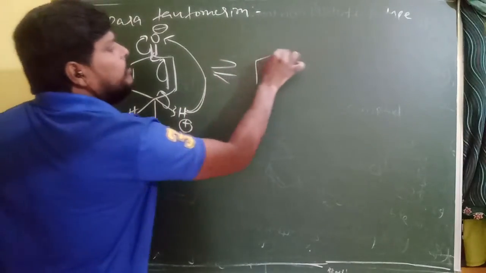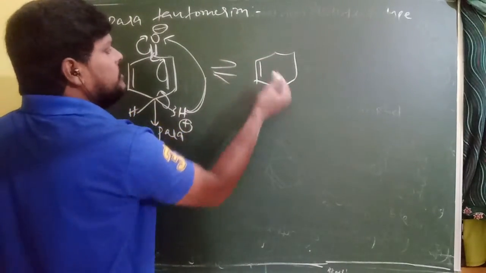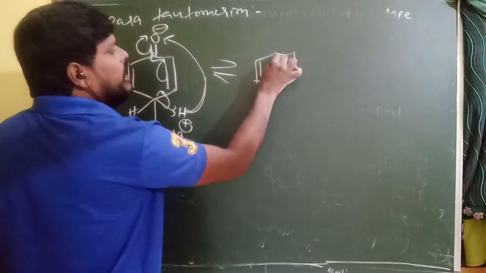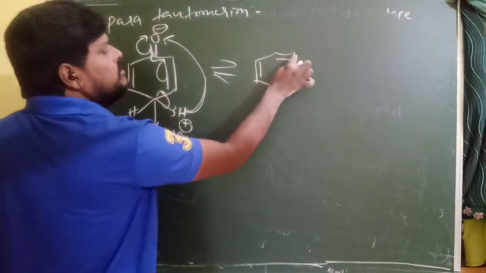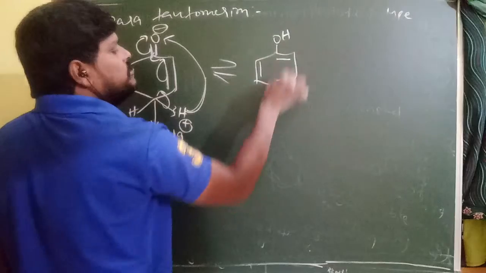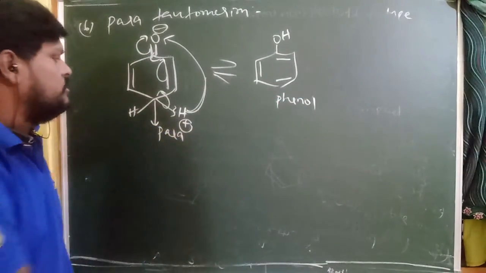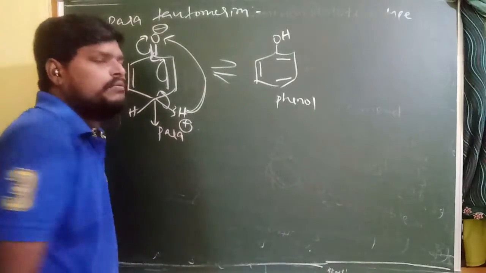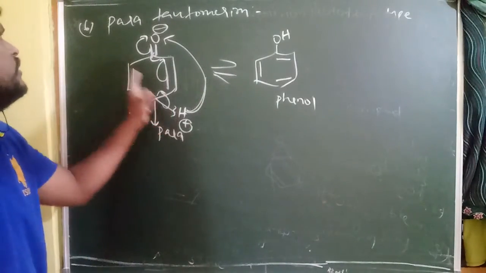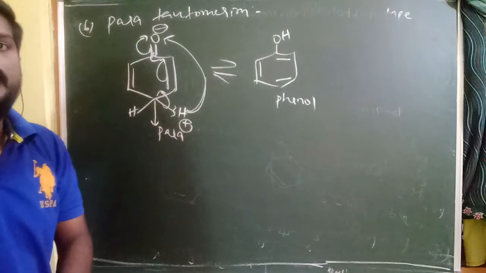So write down the product here. One bond appears here, and this bond is going to be shifted between these two carbons, and it is OH. Now it is phenol, a more stable compound. Right, so this is the keto form and this is the enol form. So this is the example for para-tautomerism, right?